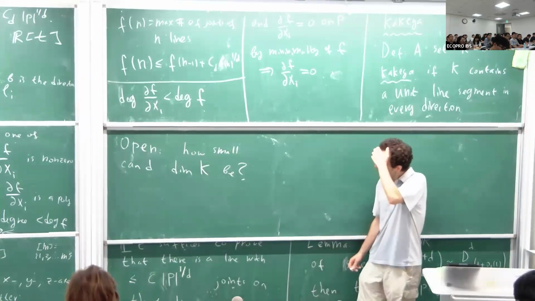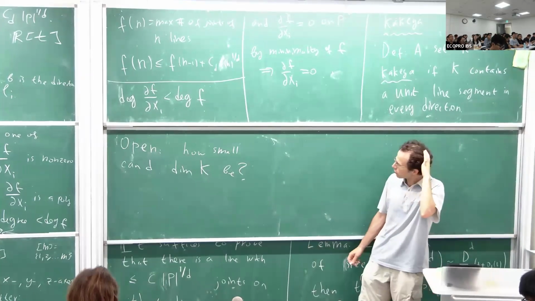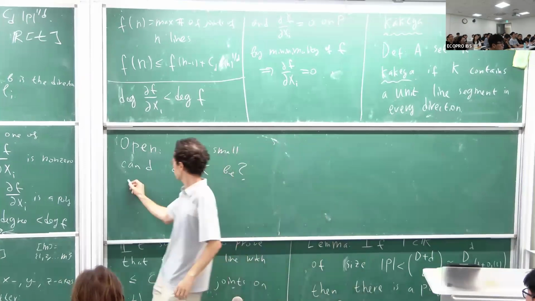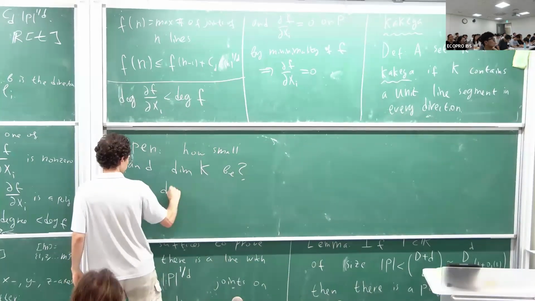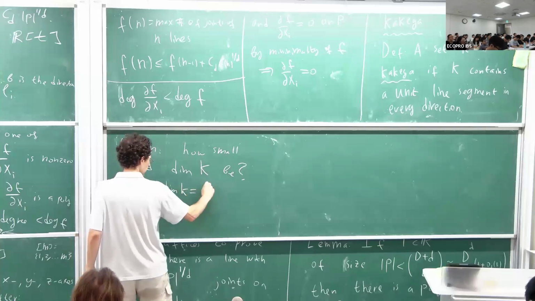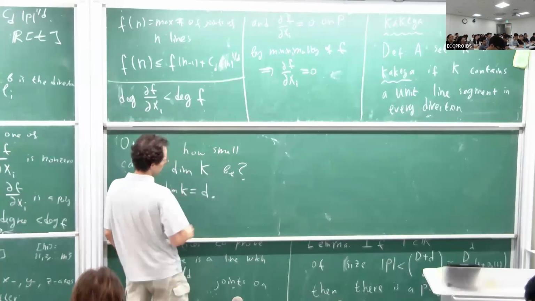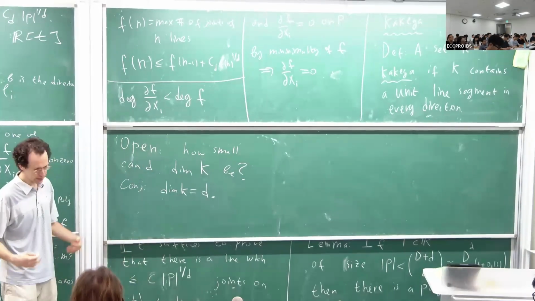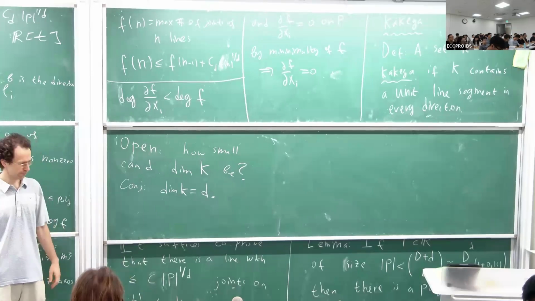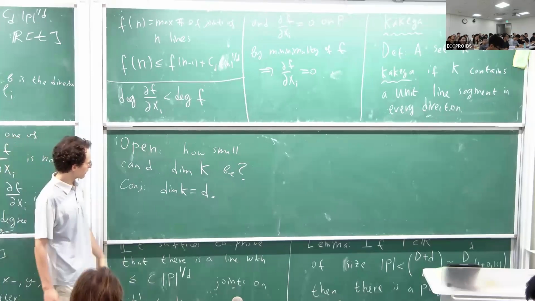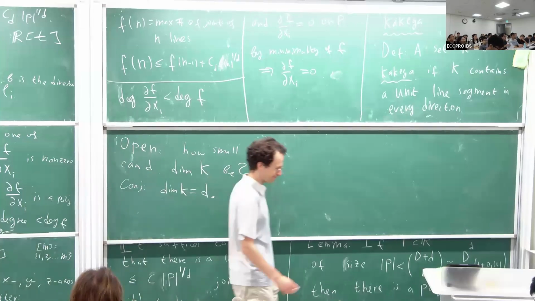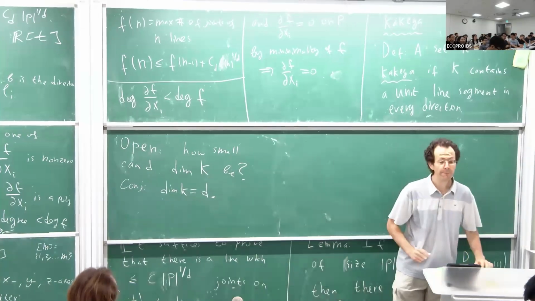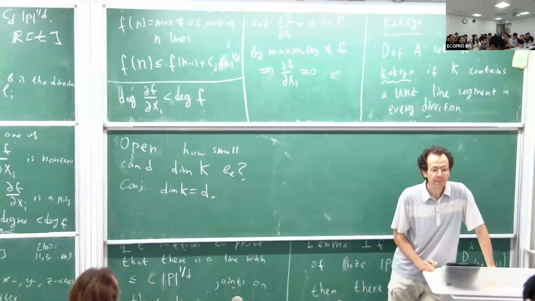The conjecture is that the dimension has to be the full dimension. So even though the measure could be 0, it cannot be a lower dimensional set. This is known in dimension 2 and it's open otherwise.